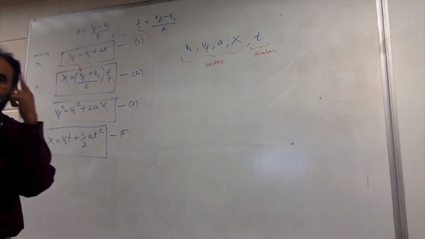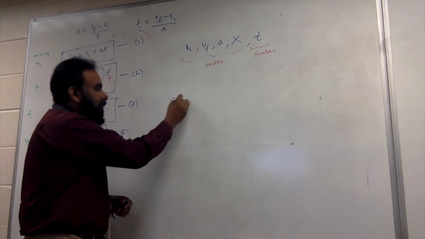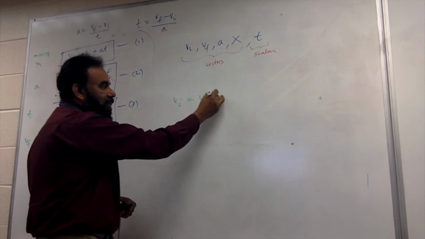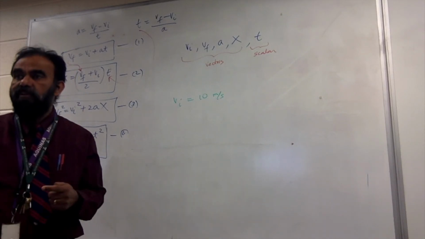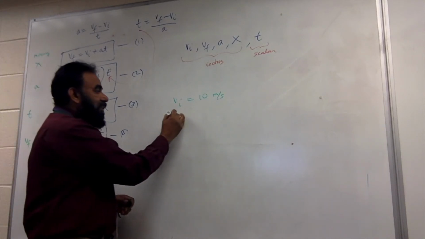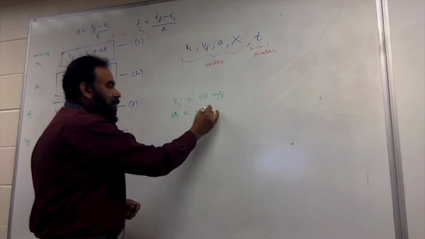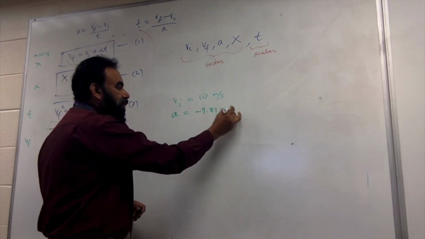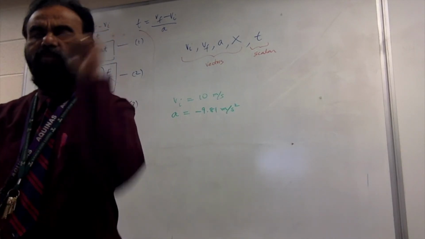So let's look at the information. I threw the marker at 10 meters per second. What is that? Positive 10, not negative 10. Positive, because I threw it up. What else do you know? Acceleration is the acceleration due to gravity, and I'll talk about it in the next class. Acceleration due to gravity is negative 9.8 meters per second squared. It's always negative. Why? Because the earth is pulling downward.